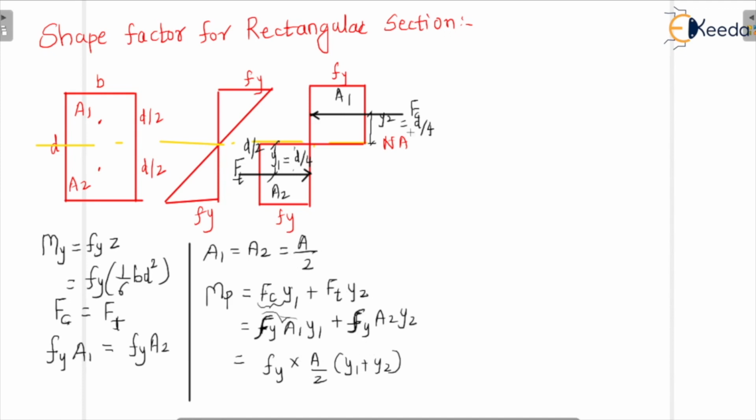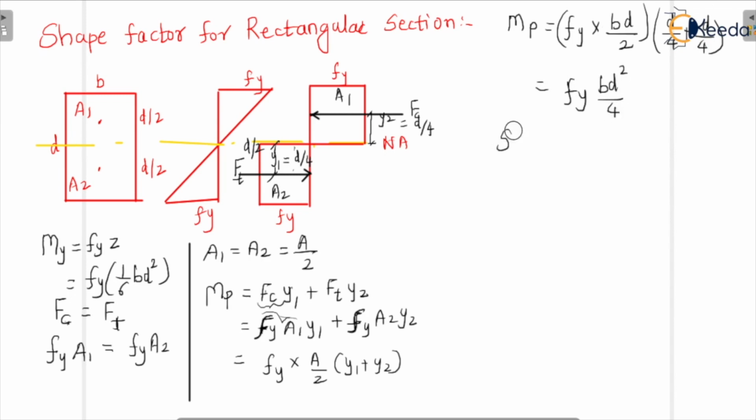So we can further simplify this equation, and I am writing this on this side. We can write it as Fy, and area is nothing but B into D by 2. These distances we can write as D by 4, D by 4. So further we can write it as Fy into BD square by 4.